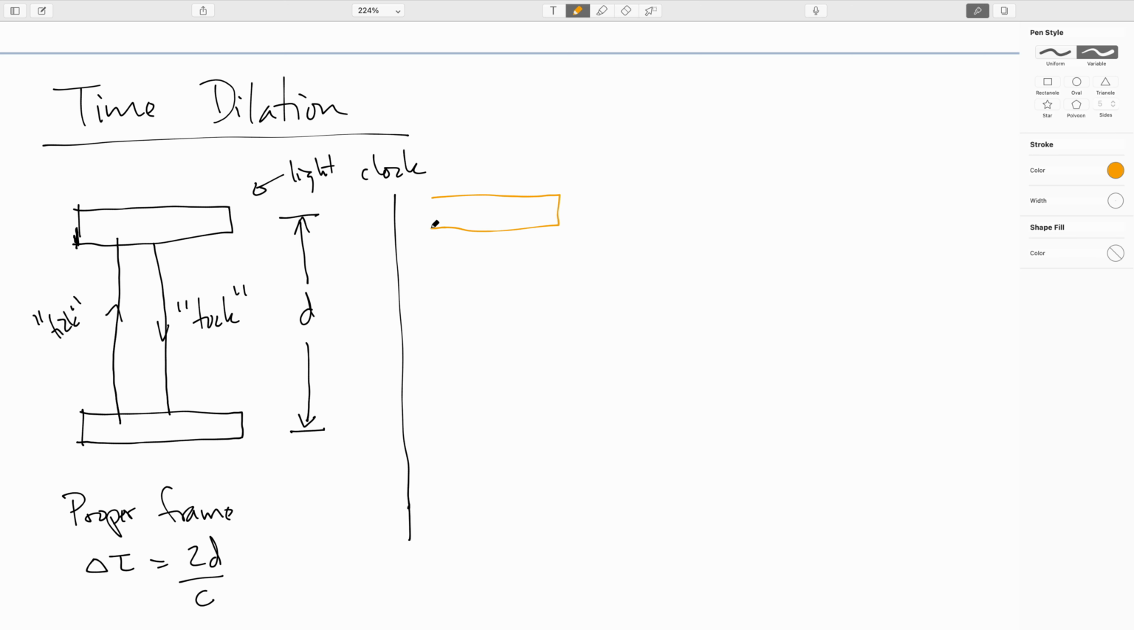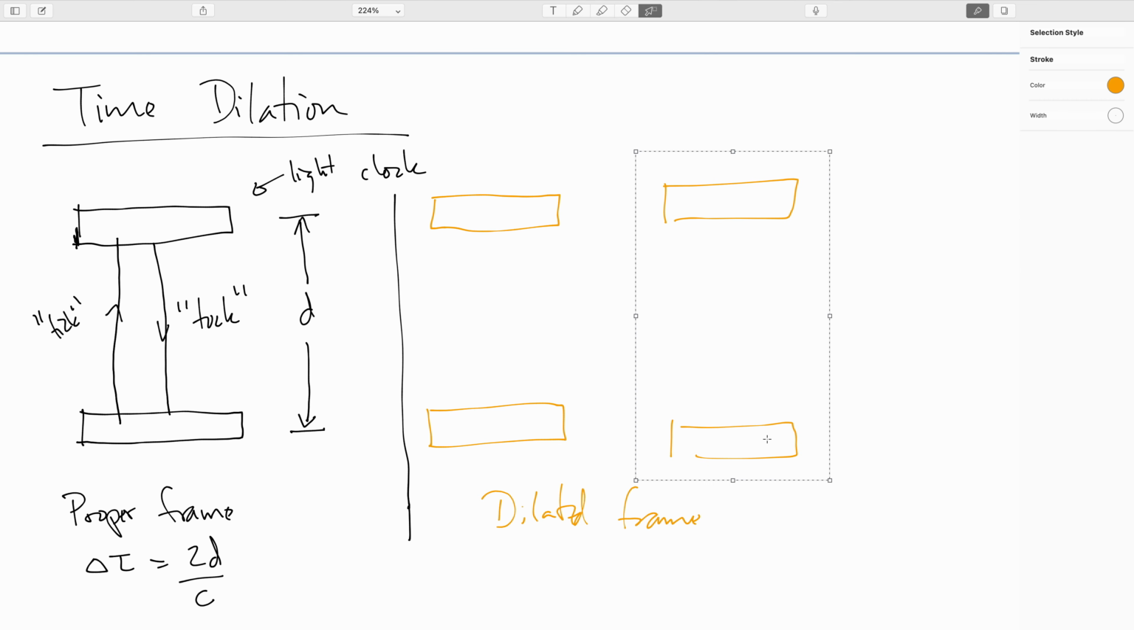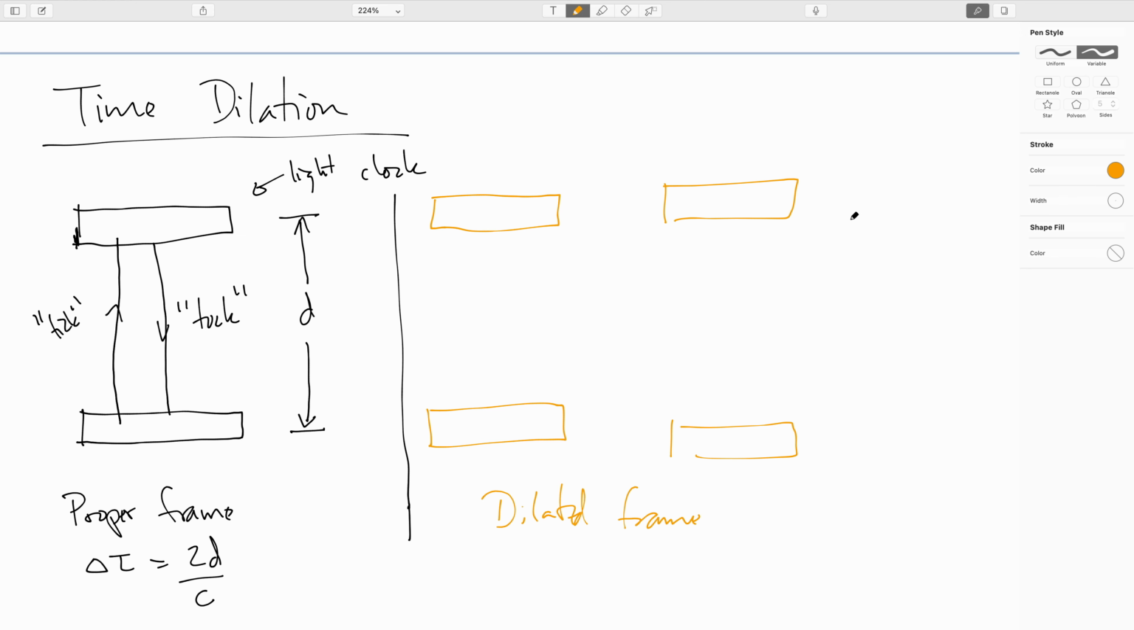So when you are in a dilated frame, the thing is seen as moving. So here we're in a dilated frame. And I'm just going to grab snapshots of our light clock at 3 spots. So we'll start at the beginning of the tick, the end of the tick / beginning of the tock, and then the end of the tock.